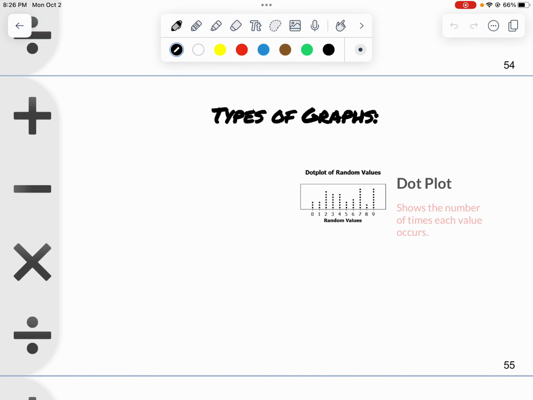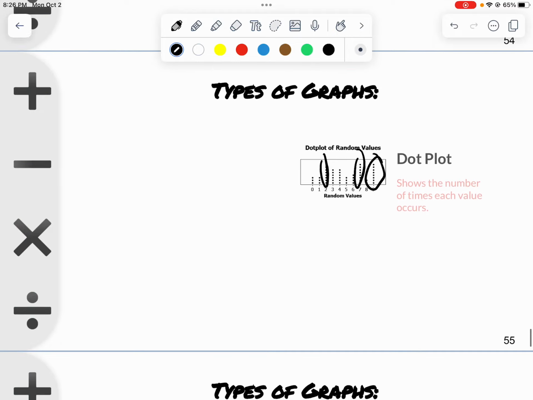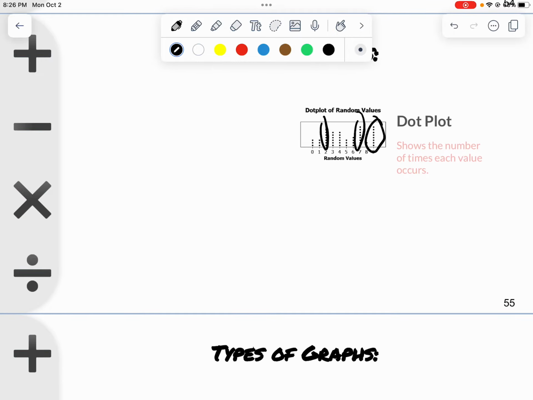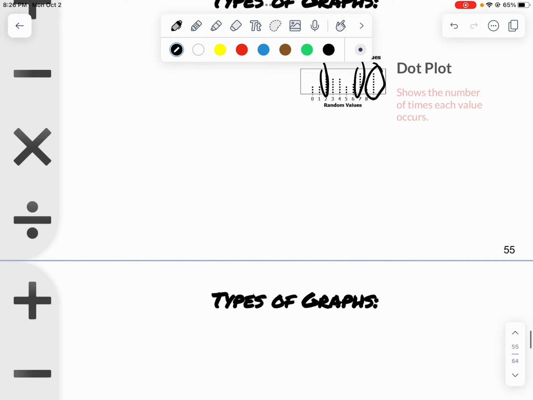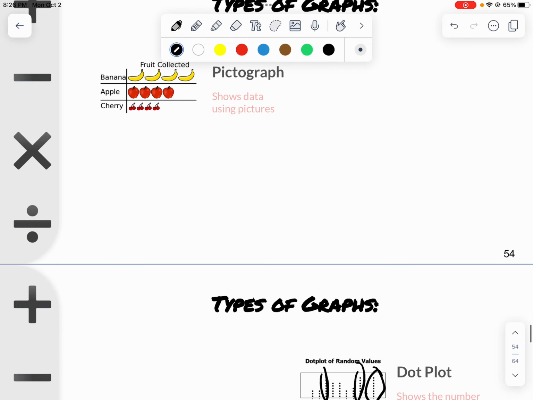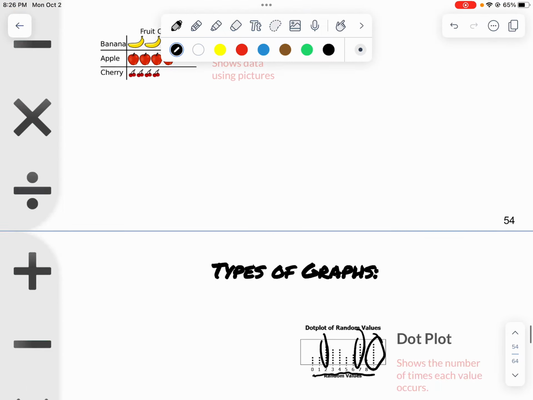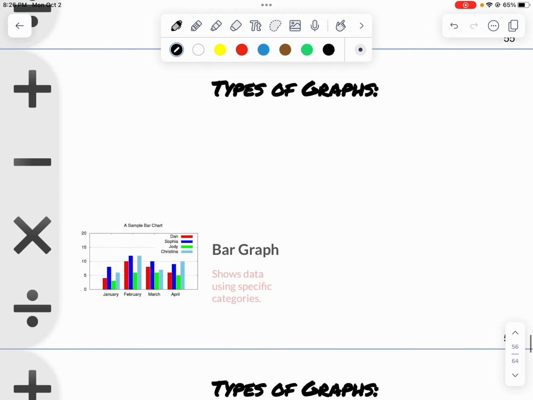Dot plot shows the number of times each value occurs. If you have several repeating values, like in this case, you can see there are a bunch of 9s, 7s, 2s. If you want to show which one has the most, a dot plot would be an easy way to do that. And notice that here, we're comparing values. With a pictograph, we'd be comparing something more tangible.